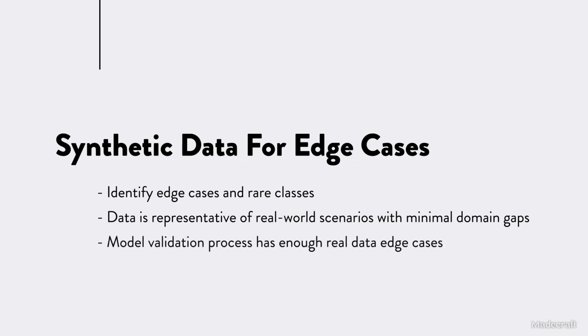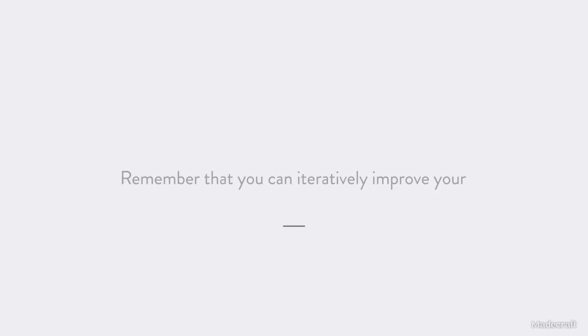Third, make sure your model validation process makes it so that you have enough of the real data edge cases in your test set, so that any improvement by using synthetic data can actually be quantifiable. Fourth, all of your synthetic data should not include rare classes. You do not want a machine learning model to learn that synthetic data is mostly rare classes.